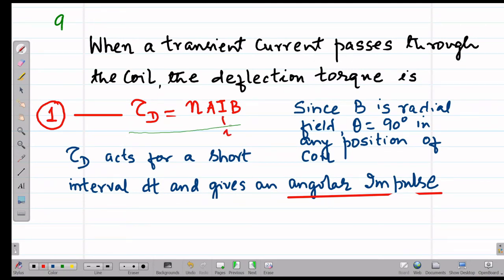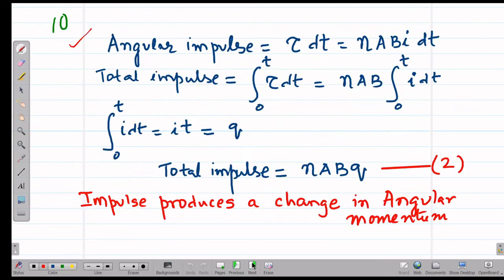I have used the symbol small letter i instead of capital I because this is a small current flowing for a short interval of time. It's not a steady current for a fixed time. It's a momentary current. So instead of using capital I, I have used small i. That is all the difference I have made. That is tau. So if I multiply tau with dt, I will get the angular impulse. Now, what is the total impulse? If this current flows for t units of time, then the total impulse will be tau dt integrated from 0 to t. So I'll do that.